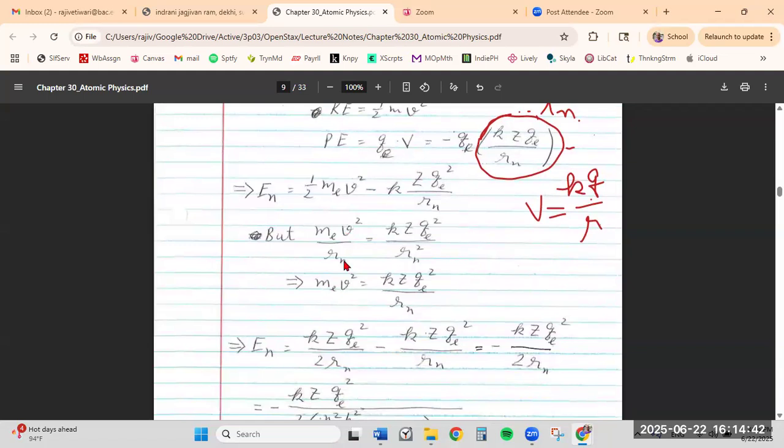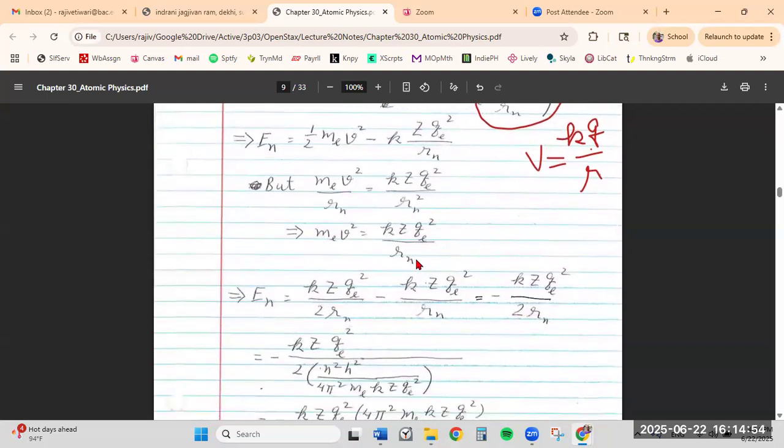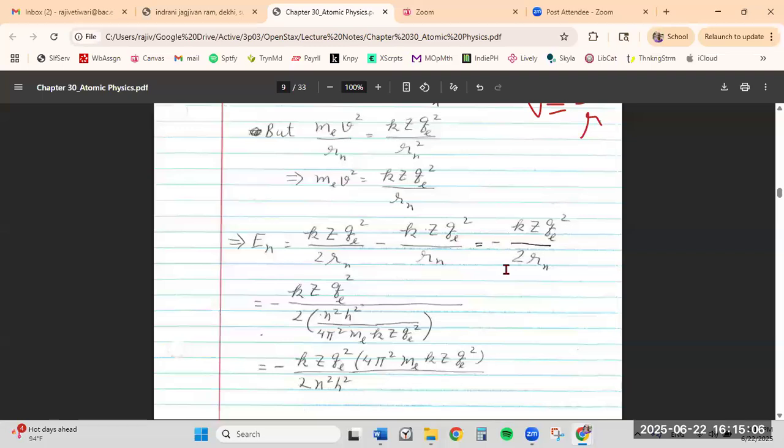But m v squared over Rn is kZ q squared over Rn squared. Centripetal force equals Coulomb force, from which m v squared is kZ q squared over Rn. And then if you plug this into the equation for the energy, this is what you get: kZ qe squared over 2Rn minus kZ qe squared over Rn. So if you subtract the second fraction from the first one, you get this.